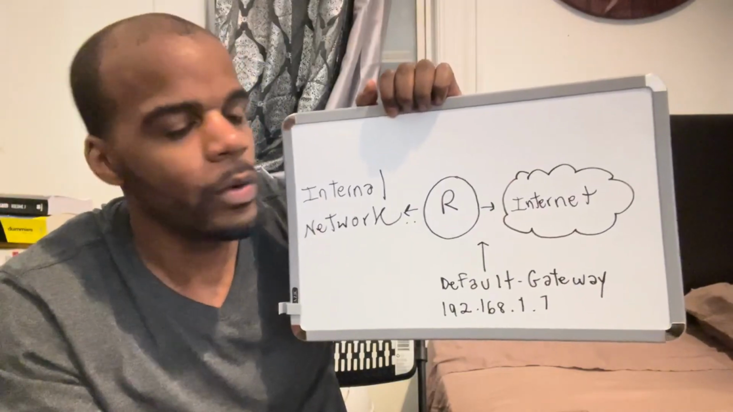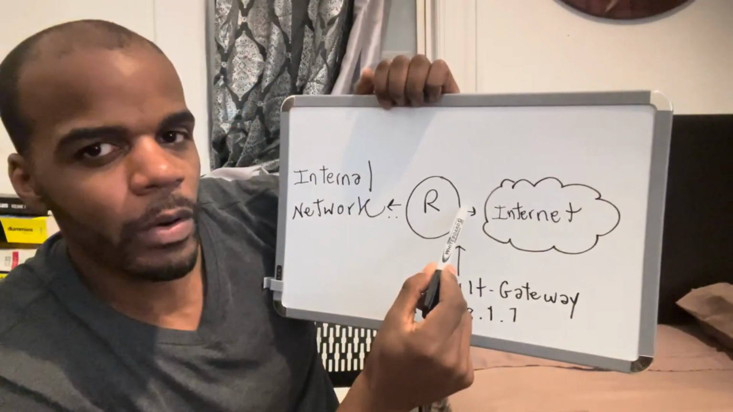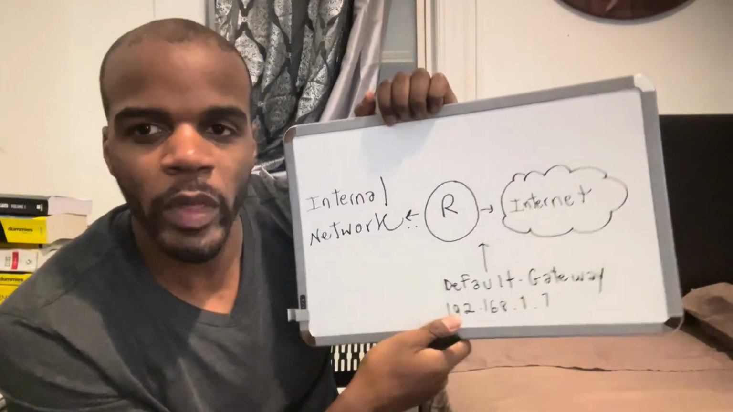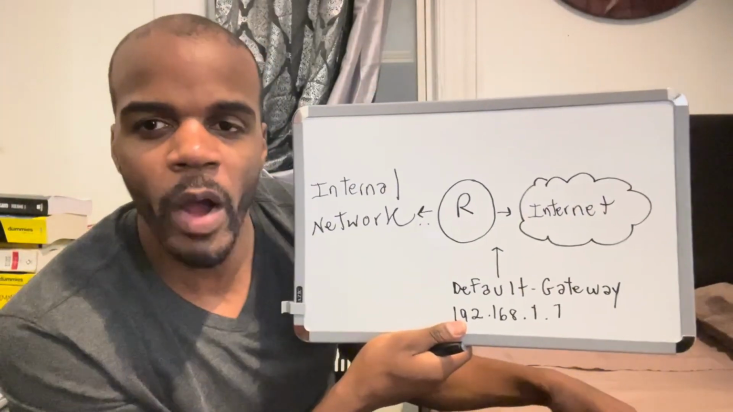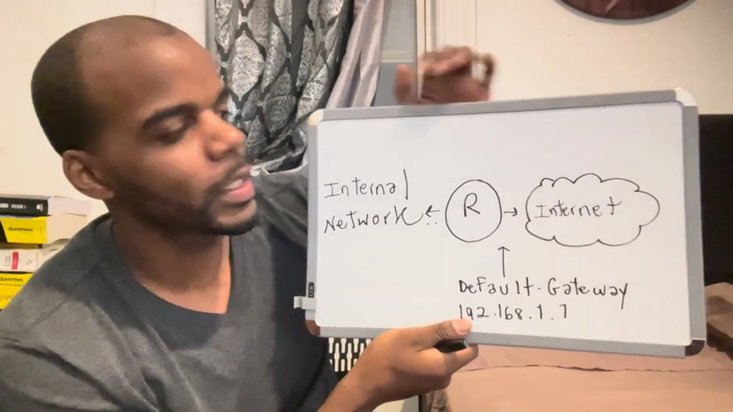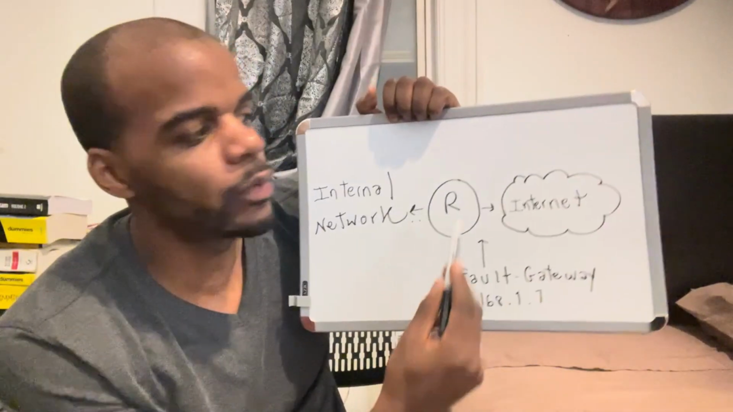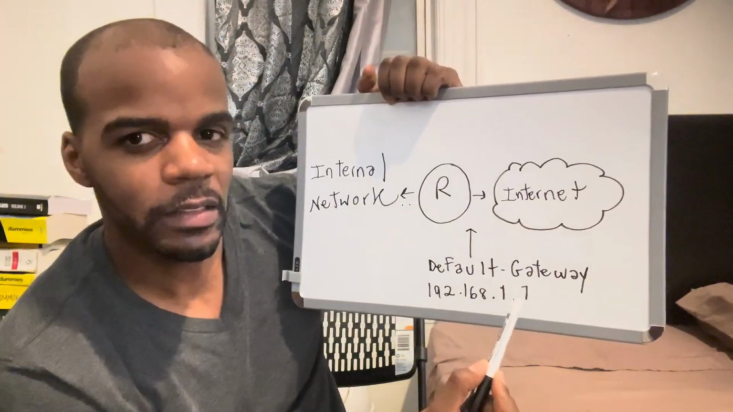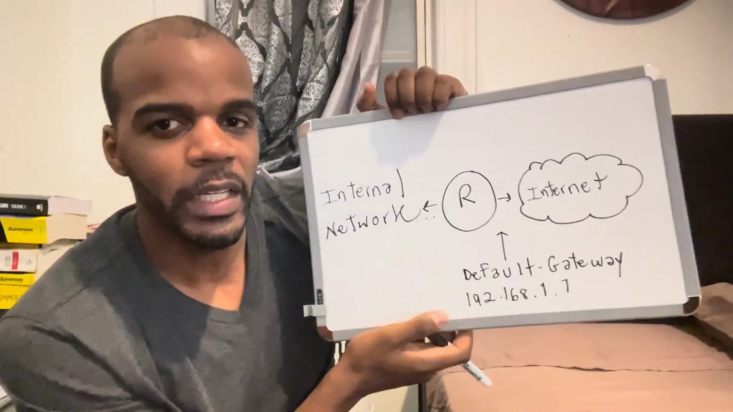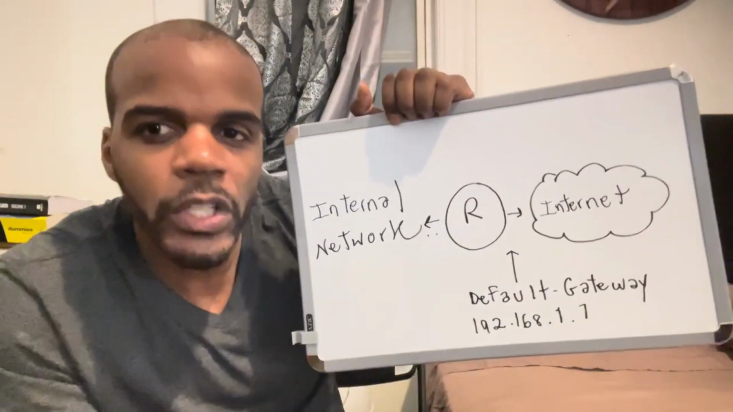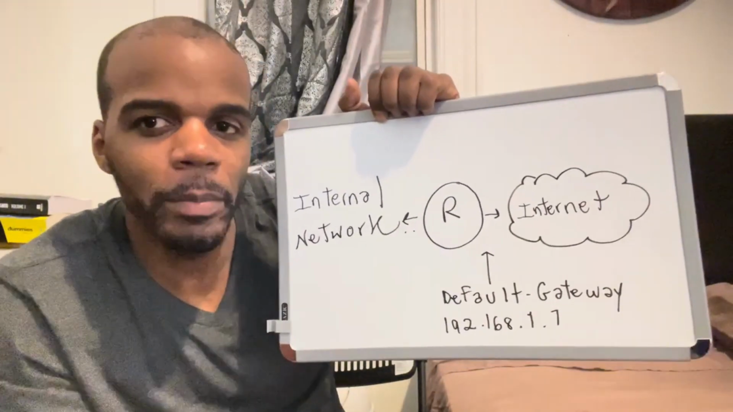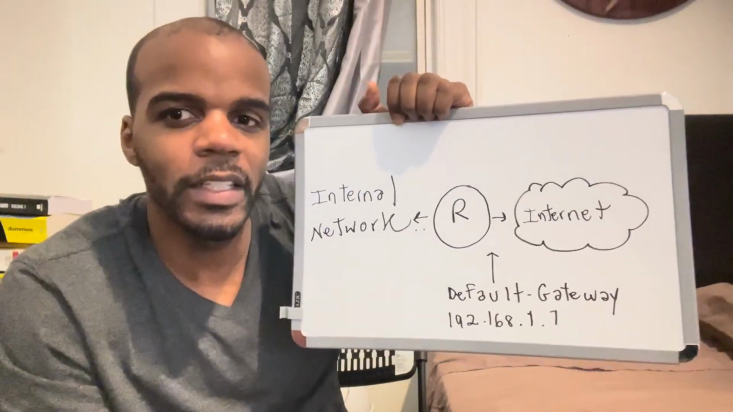Why? Because once this router points to the internet, that means that all the information that we want access to has to go through a default gateway, which is 192.168.1.1. Now, how to configure a default gateway? That's an important topic, and we're gonna get to that.